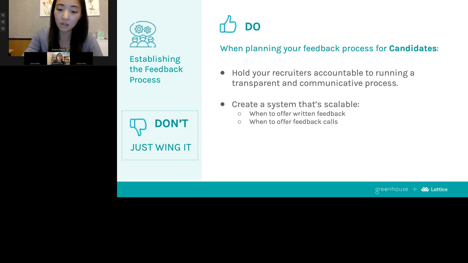So the way that we do it at Greenhouse is whenever someone enters our process and maybe they make it through the first initial stages, we will offer written feedback if we do decide not to move forward with them. And unfortunately, from the candidate perspective, it is typically negative feedback that I'm providing to candidates because it's the feedback that we haven't decided to move forward.